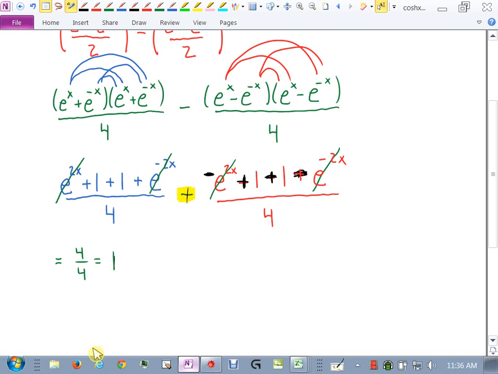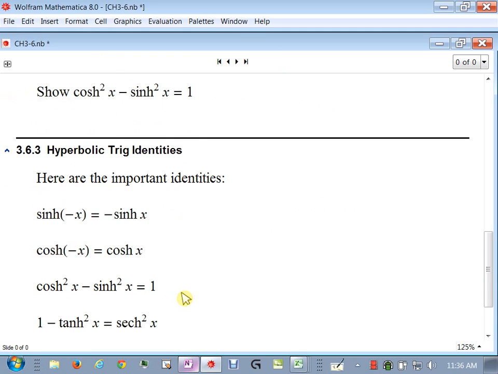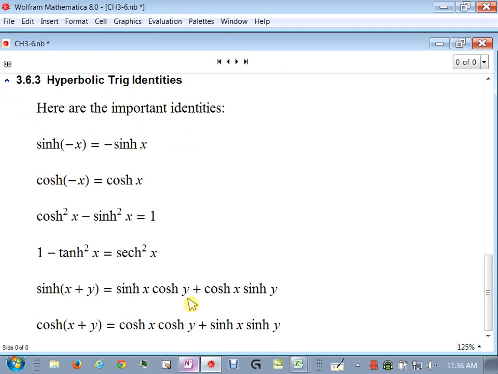Now that's just one of many identities that there are with the hyperbolics. Here are the ones that you should know exist. Not necessarily that you need to be able to regurgitate them, but you should know about them. Sine hyperbolic of negative x is negative sine hyperbolic x. Cosine hyperbolic of negative x is cosine hyperbolic x. This is the identity that we just did.